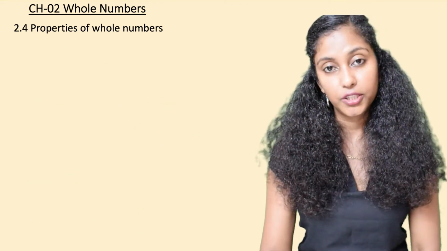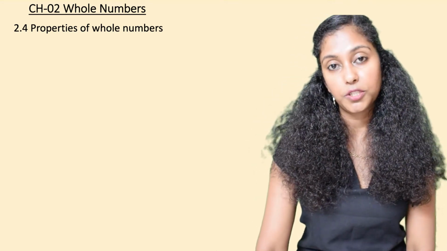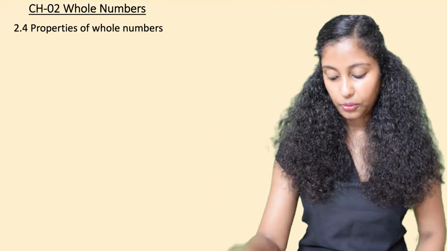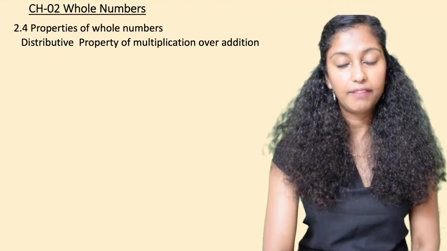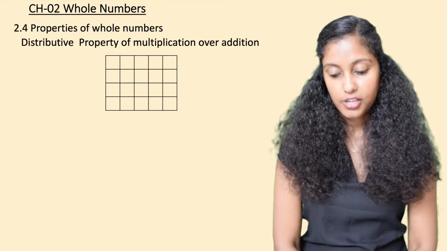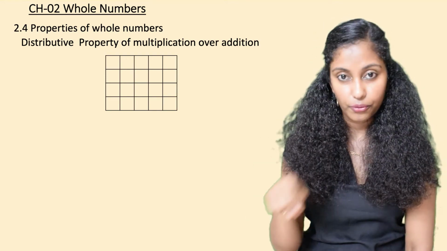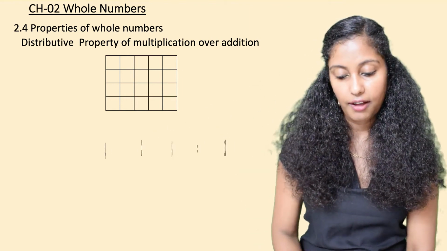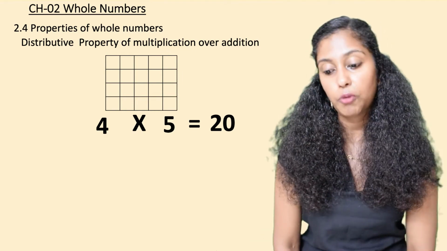Now we proceed further with another property, but before proceeding with another property, we would see why natural numbers and whole numbers are different. Okay, before that we have distributive property of multiplication over addition. So here you will see there are altogether 4 rows of 5 columns each. So here we have 4 multiplied by 5 is equal to 20. There are altogether 20 boxes.